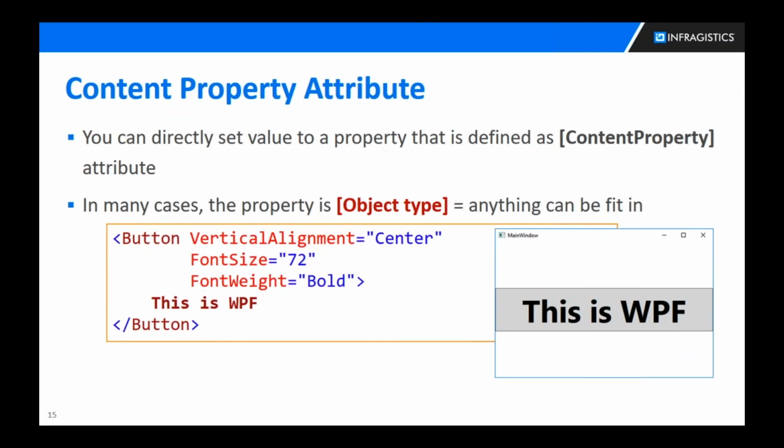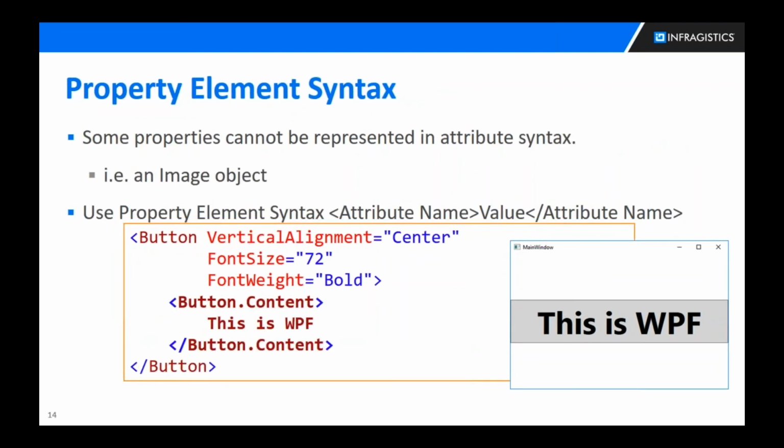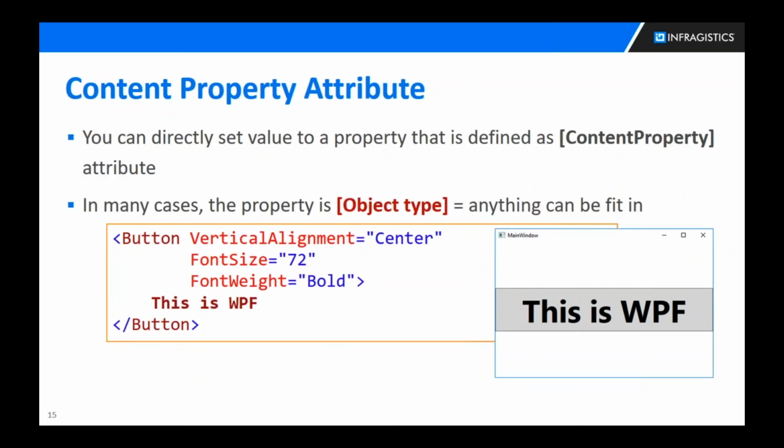So that's the content property attribute. You can directly set the value of the property that is defined as a content property attribute. In the previous slide, I set the button.content explicitly, but actually you can skip that. You can omit the button.content tag because content is marked as the content property attribute.